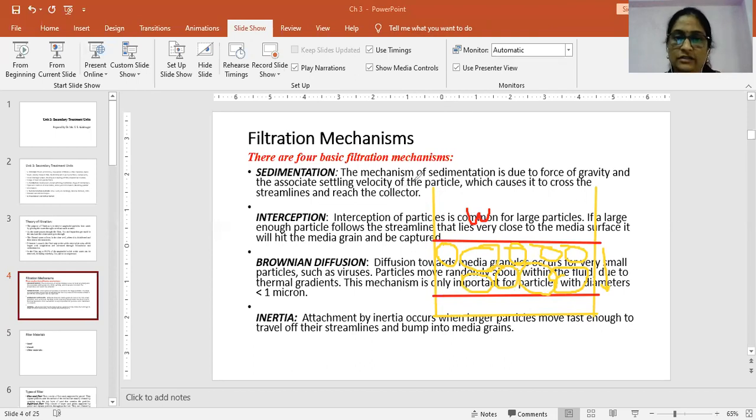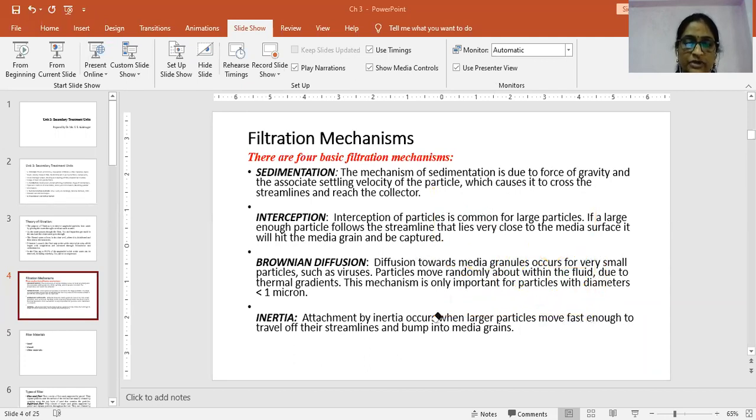So in that, what exactly are the different mechanisms being performed through which we are achieving 99.95% removal of suspended solids using filtration? That we are going to study. There are four basic filtration mechanisms. As I am discussing, I request everybody to note this down. There are four basic filtration mechanisms. The first one is sedimentation.